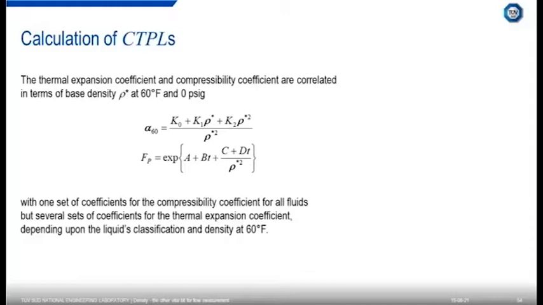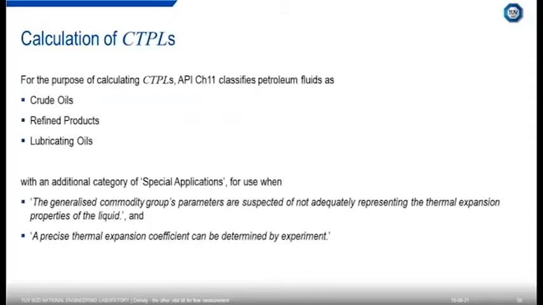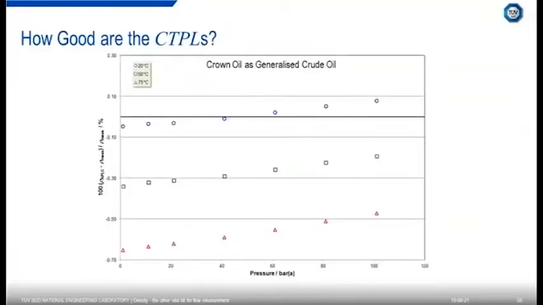Now, interestingly, there is one set of coefficients for the compressibility of all the fluids, but there are several sets for the thermal expansion depending on the liquid's classification and its density at 60 Fahrenheit. And the API splits those into three categories: crude oils, refined products, and lubricating oils. There's an additional special applications category for use when none of the above fit, basically. But to use it, you actually need to determine experimentally the thermal expansion coefficient of your fluid. How good are they? Well, let's have a look.